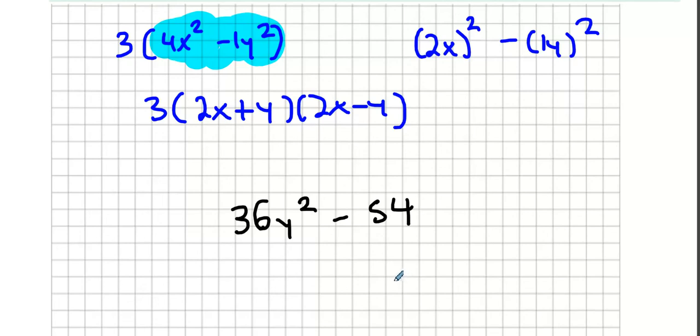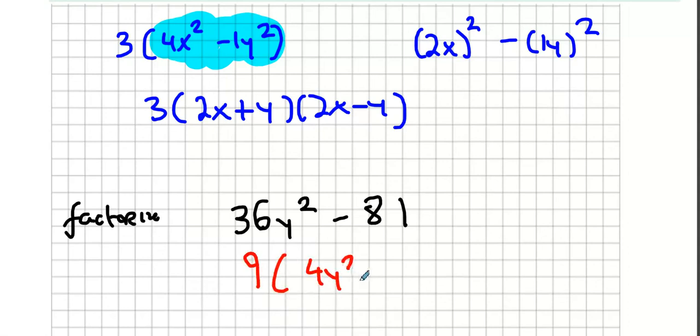36y squared minus 54. I want you to factorize this now. Any ideas how to do it? You took out 9, did you? What was left over? 4y squared take away 9. Multiply it back out. Does it work out when you multiply it back out? Does. Now, what are we going to do with the 4y squared minus 9?